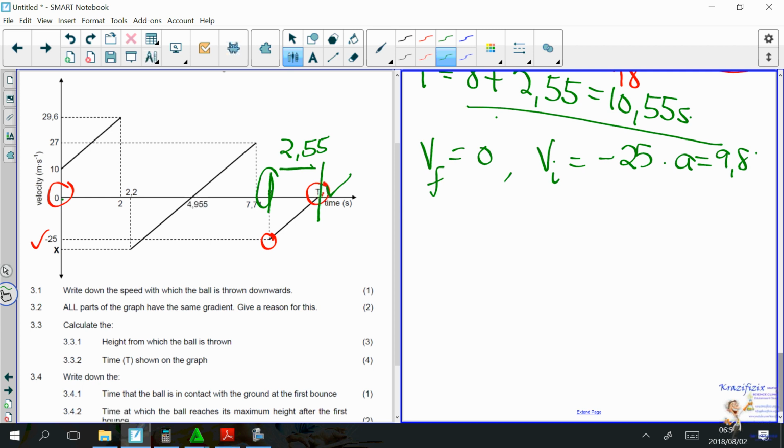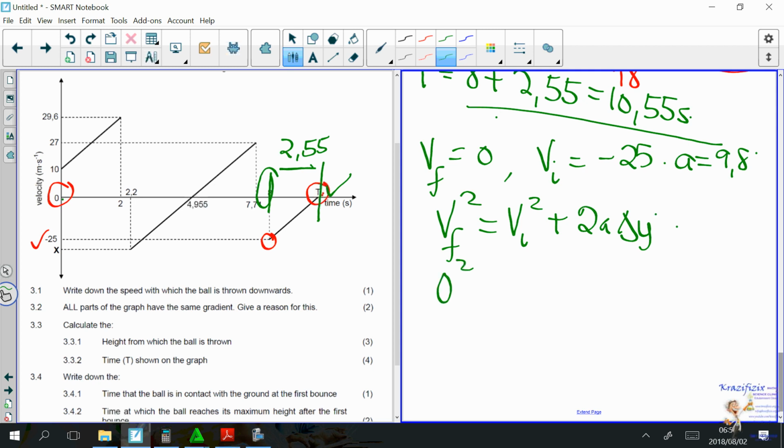If we were to work out something else, can we work out something else? All right. By now saying that Vf squared equals Vi squared plus 2a delta y. Again, don't use delta x. All right? Don't use delta x. What am I looking for here? I can look for my delta y.